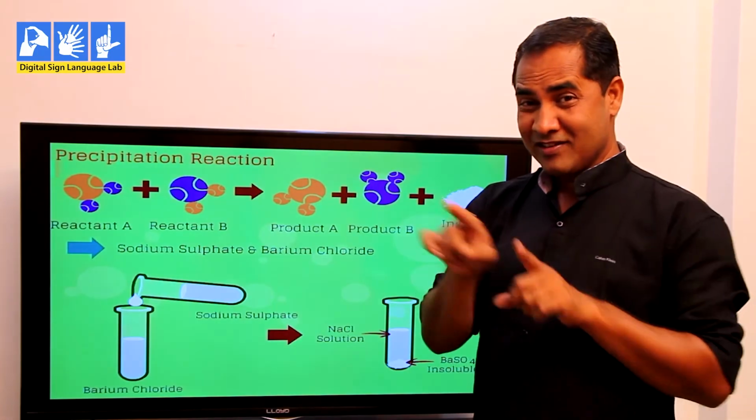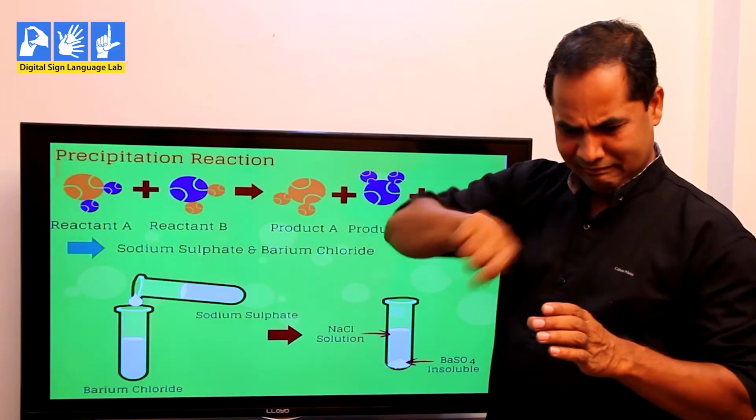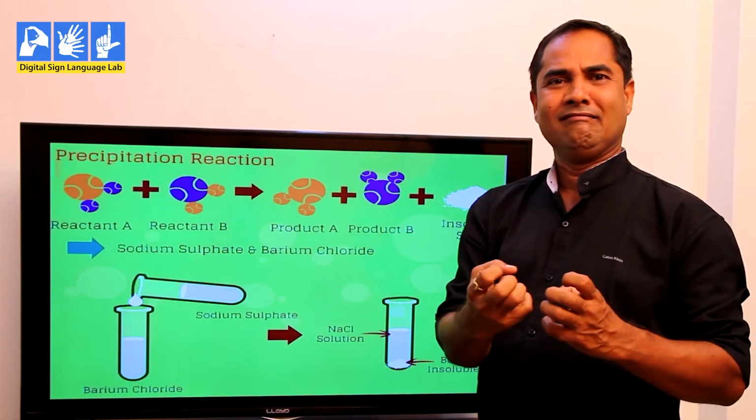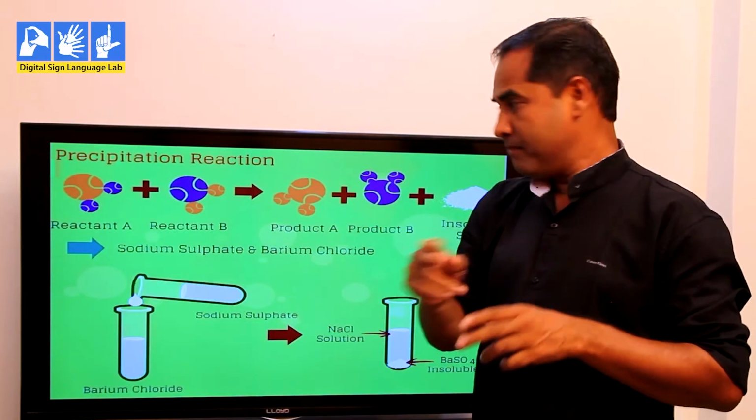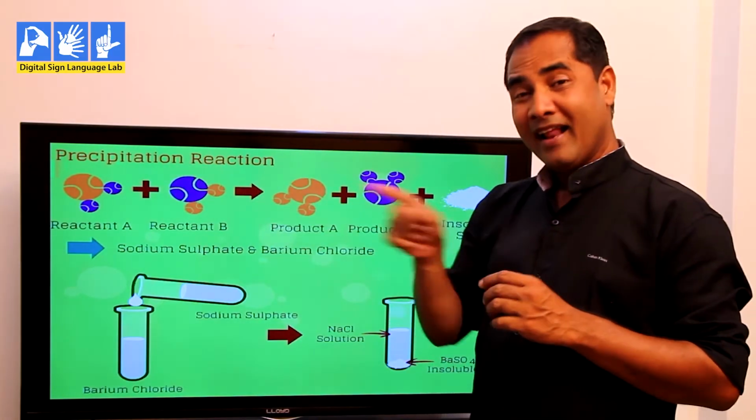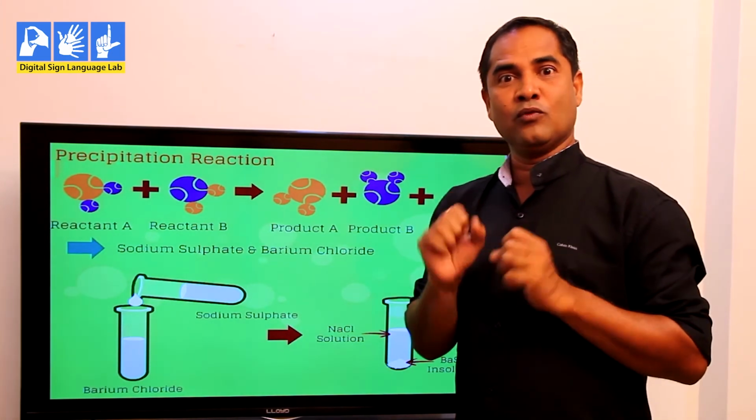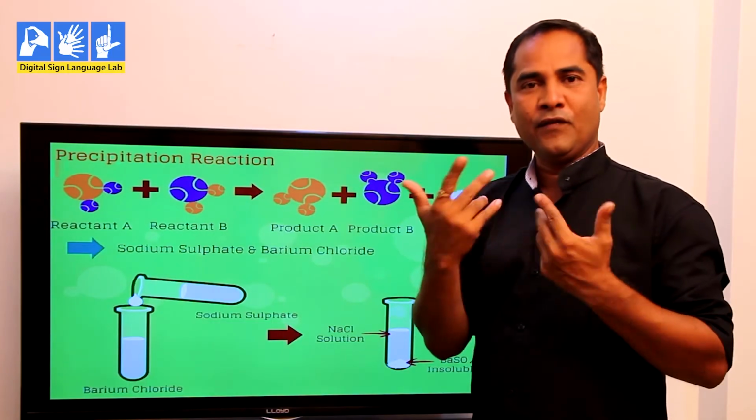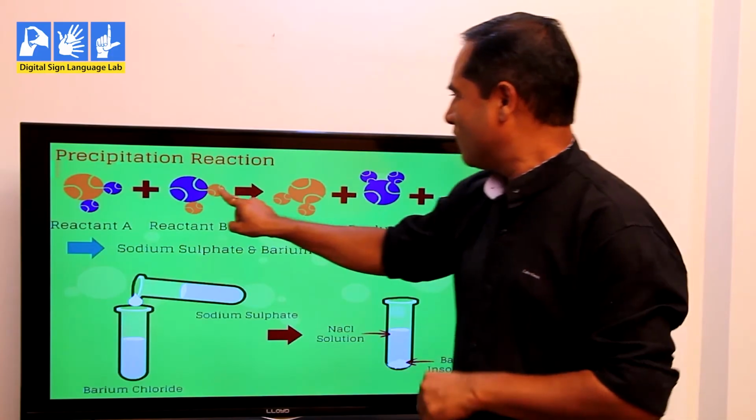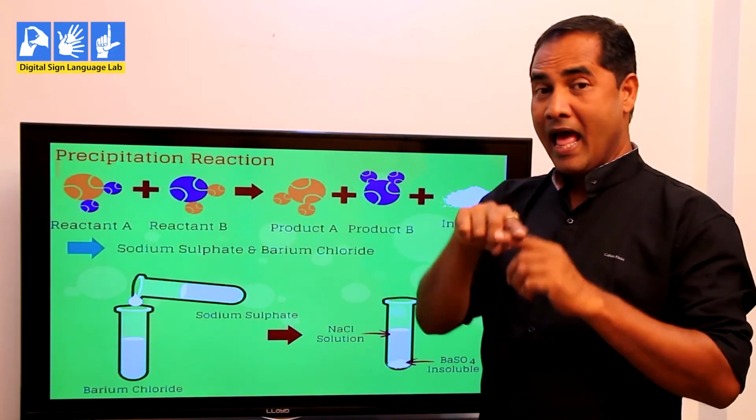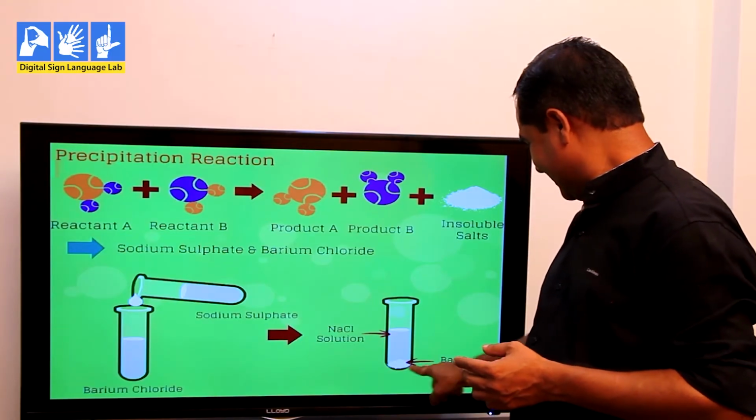we get the precipitate of barium sulfate, which is insoluble in the solution. That is what precipitation is. Formation of an insoluble salt. So the same displacement reaction is happening, but in the end, what we get is a precipitate which is not soluble.